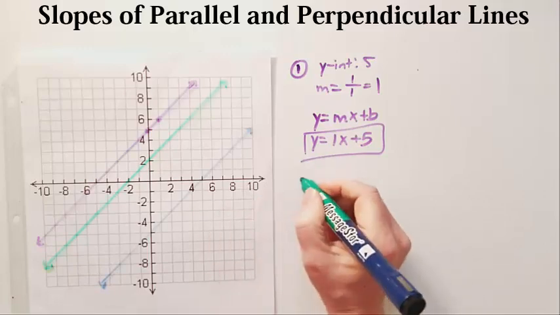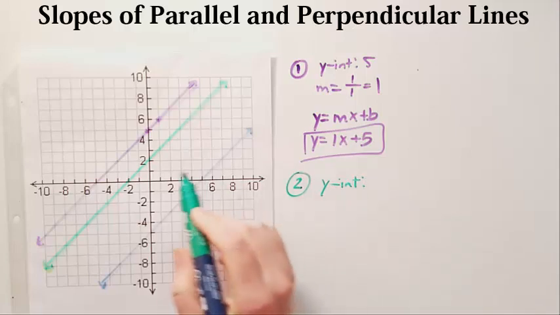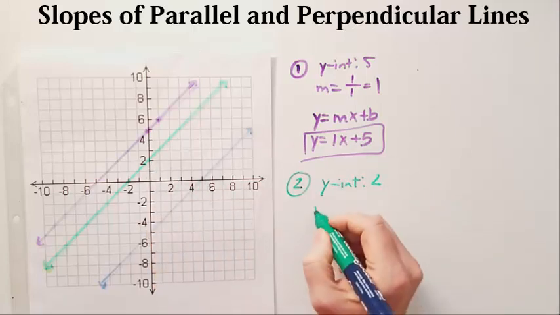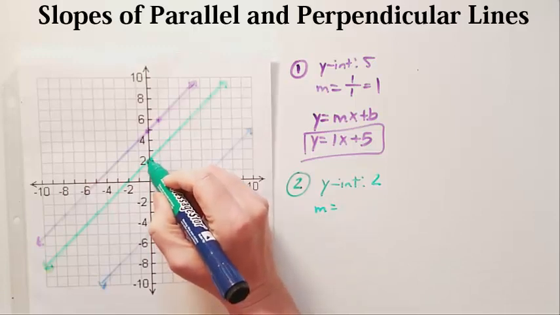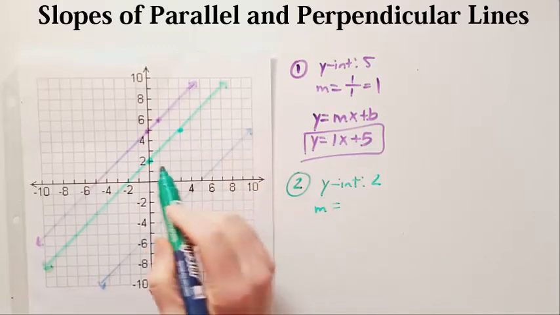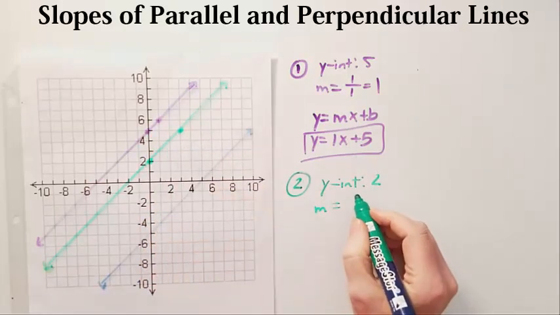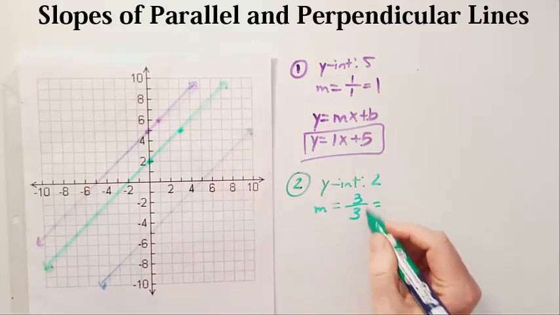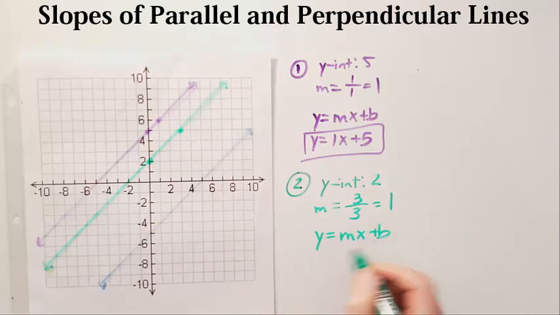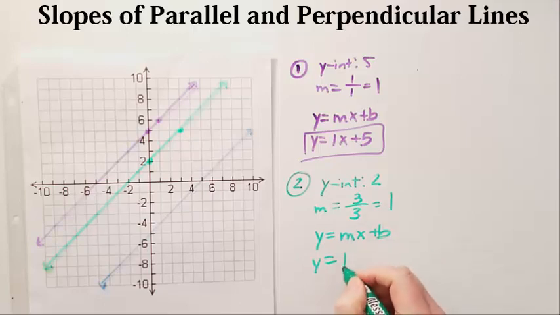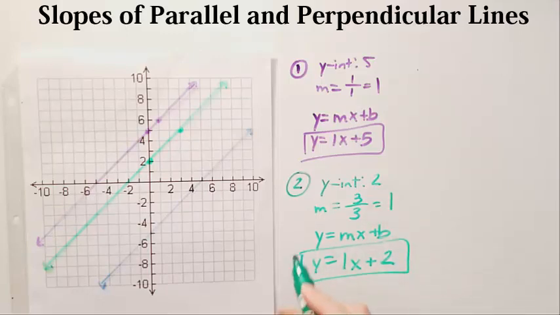Now let's see if we can come up with the green line. My y-intercept is where I cross the y-axis. I see that it crosses at 2. But now I need my slope, so I need 2 perfect exact corners. There's 1 there and there's 1 there. To get from this point to this point, I went up 3 and then over 3. This simplifies down to 1. So y equals mx plus b: my slope was 1x and my b was 2. So this is the equation for my green line.